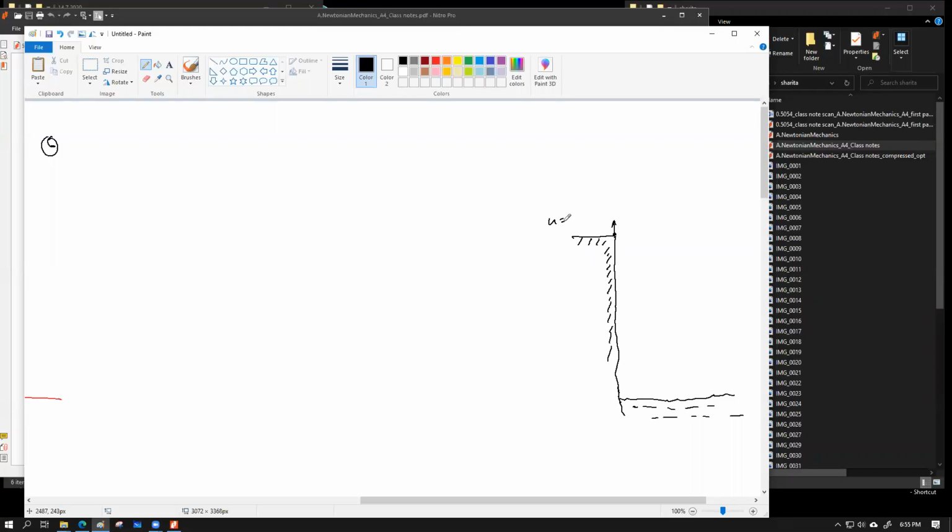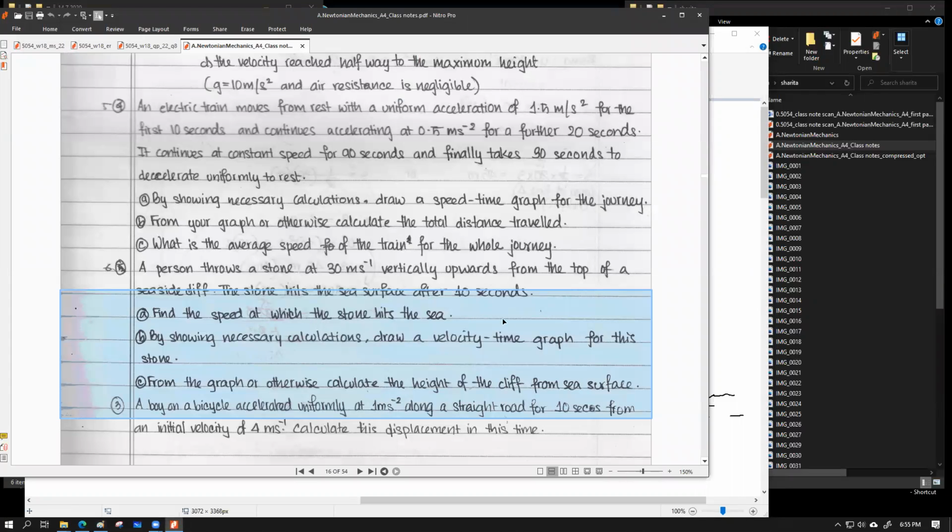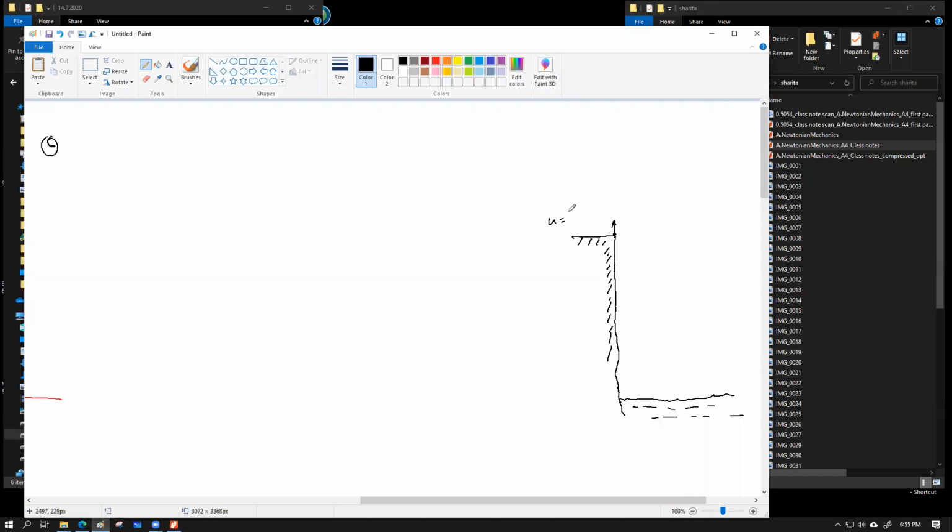U equals to কত? Initial velocity of the stone is 30 meters per second, right? So the question says that this is 30 meters per second. So what is going to happen?